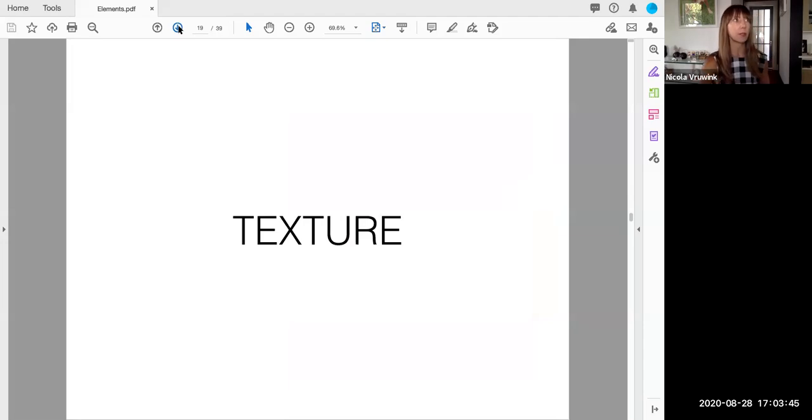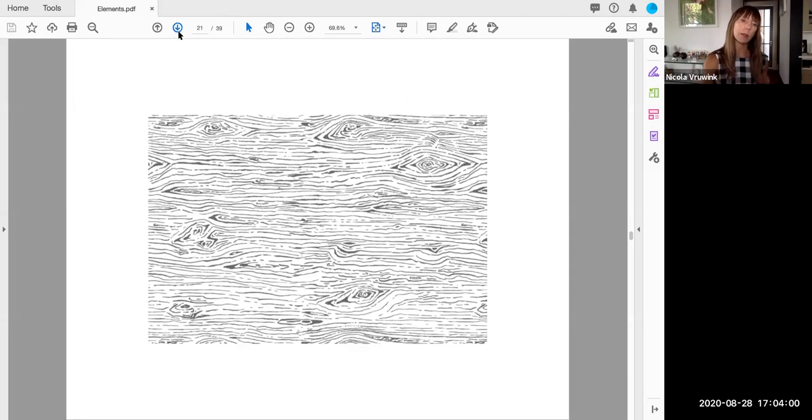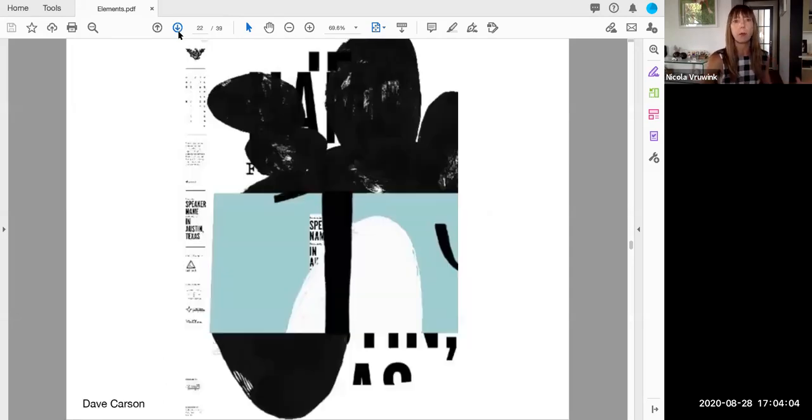When we're talking about texture in design, we're not necessarily talking about real texture that you can actually feel, but we're talking about the idea or the sense of it. So it's really implied texture, and that's often achieved through the variations of light and dark patterns or marks. So you're not going to actually feel it, but when you look at it, you get that sense. You think if I rub my hand over that, I'm going to feel that rough surface.